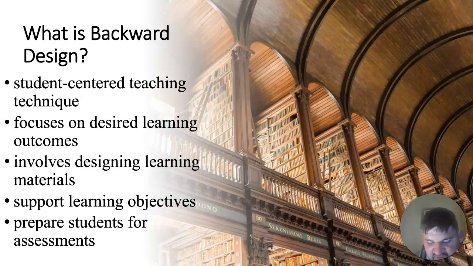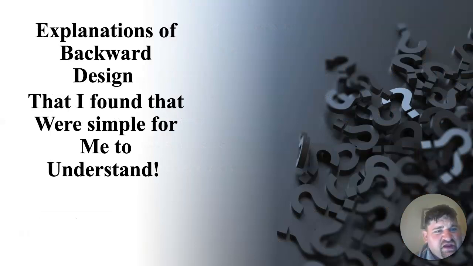So with that definition, it still may not be real clear. So I have an explanation that's a little easier for me to understand. I have a couple of them that I'm going to share with you. I want you to think about this. These are two explanations of backward design that I found that were simple for me to understand. The first one is, I want you to consider a person that wants to build a new home.